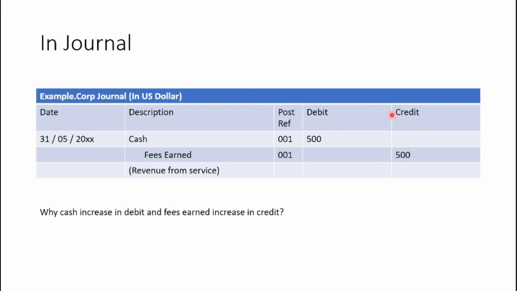And the last two column is the debit column and credit column. And so we record the increase in cash in previous case, which amounting to $500 in debit side, and the increase in revenue, or in this case fees earned from our service, in credit side amounting $500. So the question is, why does cash increase in debit and fees earned increase in credit?